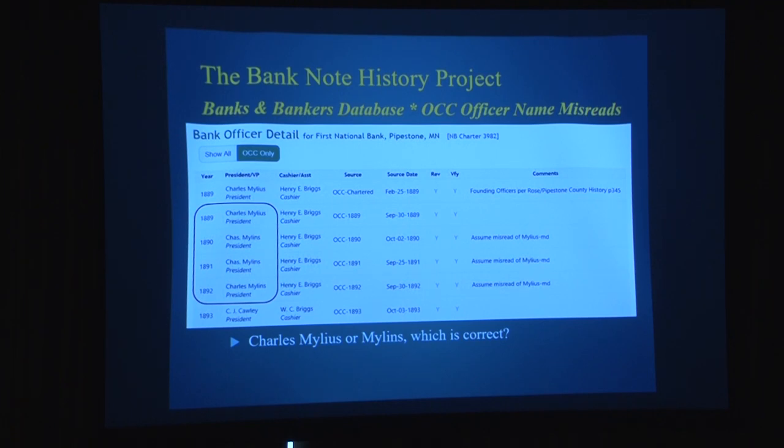Which is correct here? Of course, if we have questions on these spellings, the first thing we can do is look at that verified column. We see, yes, they have been verified, so we know these are the spellings in the OCC reports. So what's going on here? Why are we seeing these different spellings?